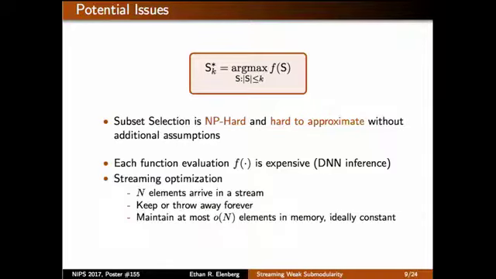To address this second issue, we turn to streaming algorithms, which make one pass over the n items in our data. An incoming item is either kept or thrown away forever. They maintain a sublinear number of elements in memory, ideally constant, and this minimizes the number of function evaluations.